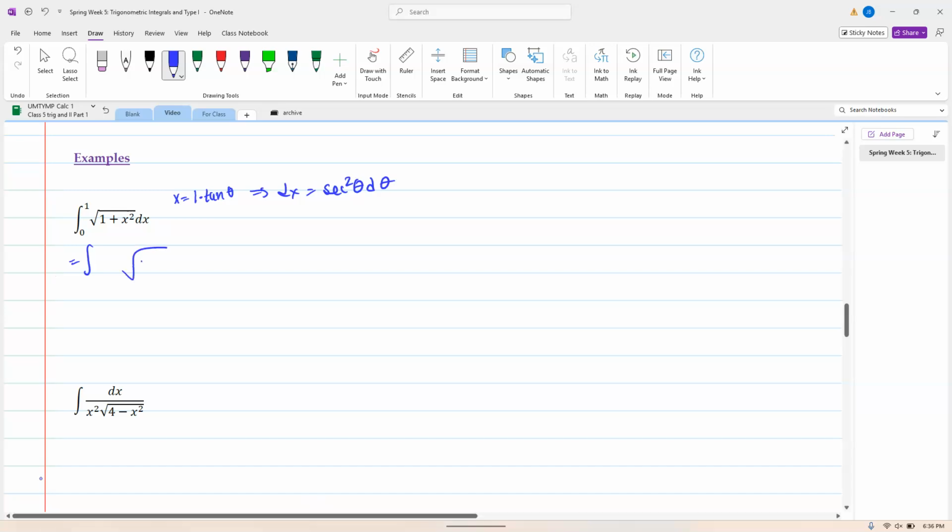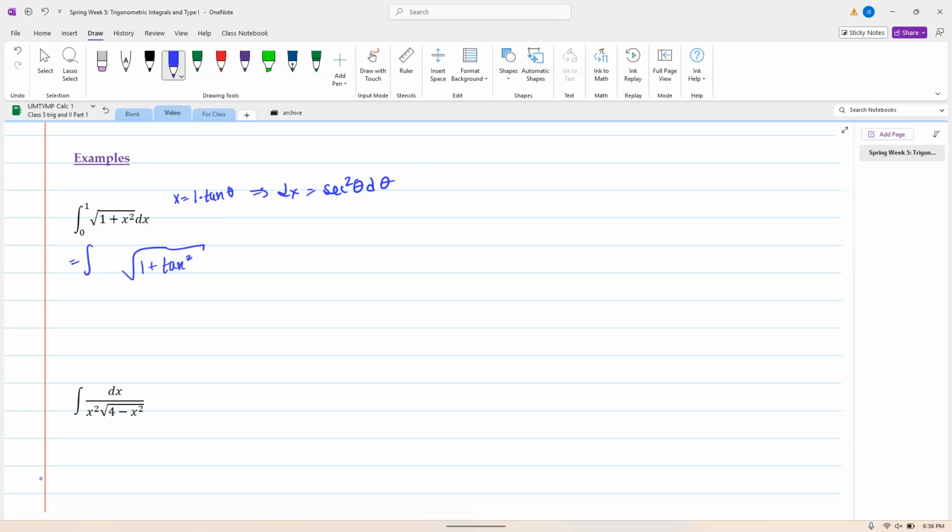So square root of 1 plus tangent squared of theta, and then dx was the secant squared of theta d theta. Okay, bounds. These are bounds for x, so I have to sub them in. So 0 is equal to tangent theta. The only place that tangent is 0 is at 0. You could do inverse tangent of 0 and get that as well. And then if I put in 1 is equal to tangent theta, the angle where tangent is 1 is pi over 4.